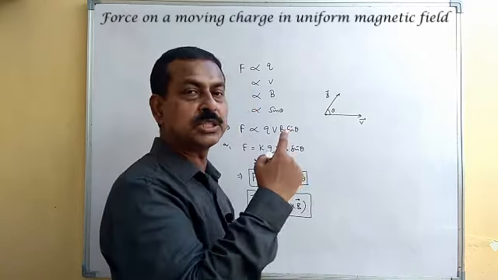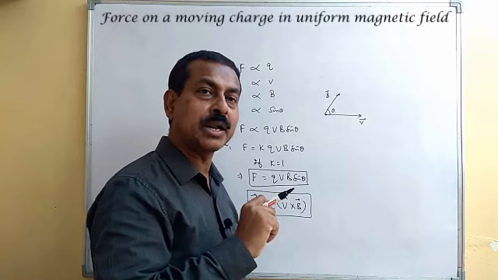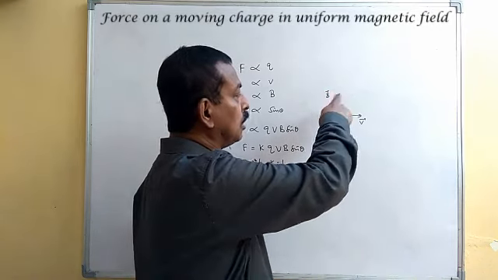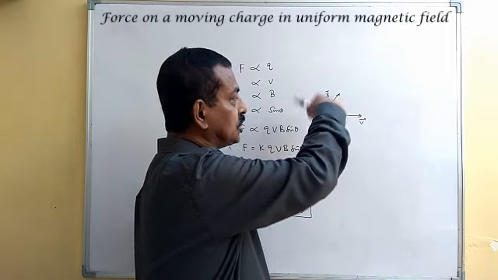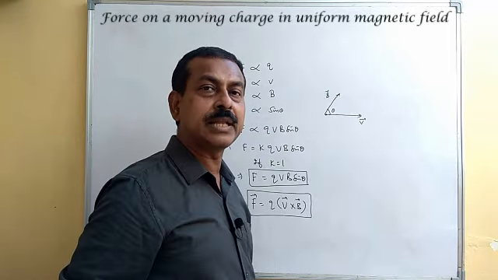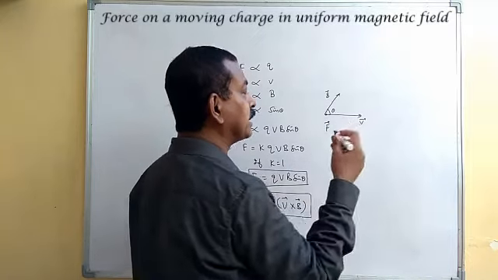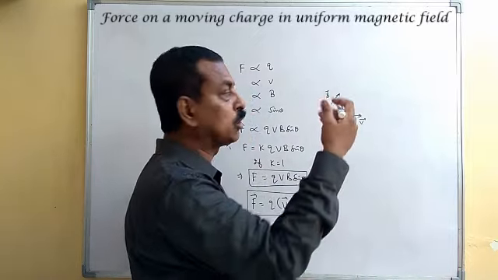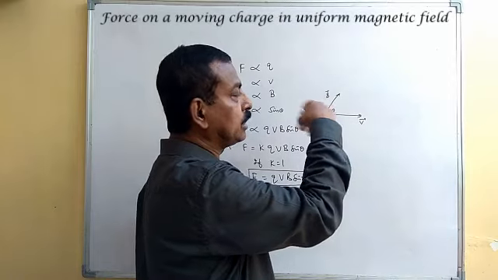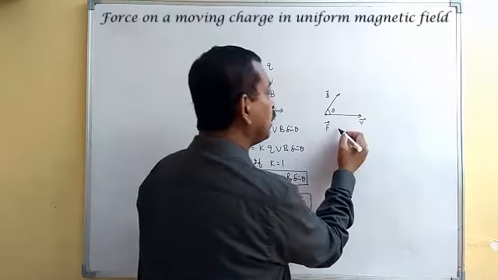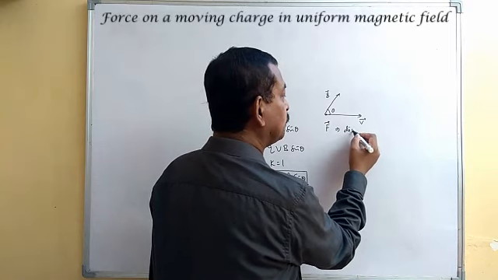We rotate it from the first vector to the second. That means it is V cross B, so we rotate it from V to B through the smaller angle. If you are rotating the screw in this direction, in the anti-clockwise direction, then F will be directed out of the plane, because if you rotate a screw anti-clockwise, the tip of the screw will come out of the plane. So F will be directed out of the plane.